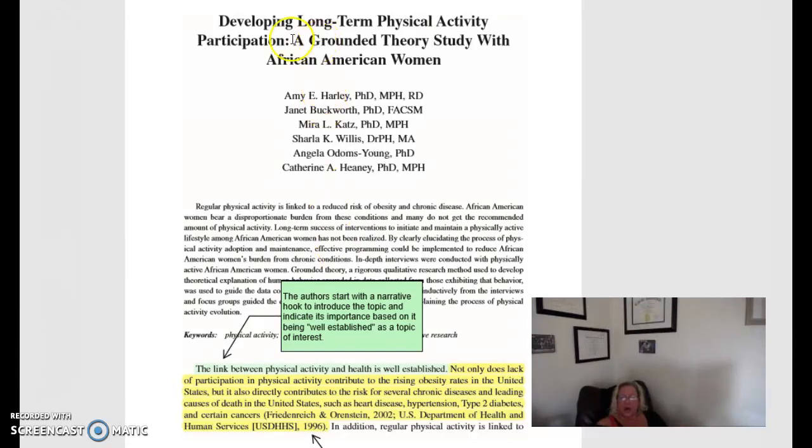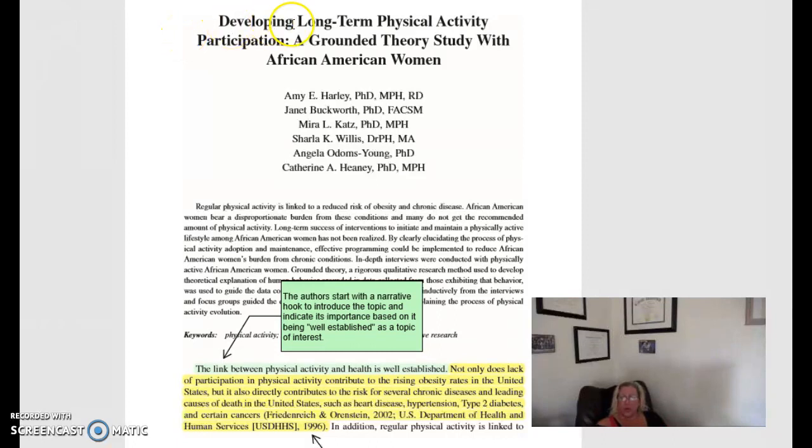And so here it says developing long-term physical activity participation, a grounded theory study with African American women. So right off the bat, I know that this is a grounded theory study. That's the methodology that they used, grounded theory. Okay, you'll learn more about grounded theory as we go through the course. But a good title is really going to show you, and tell you what it's about.